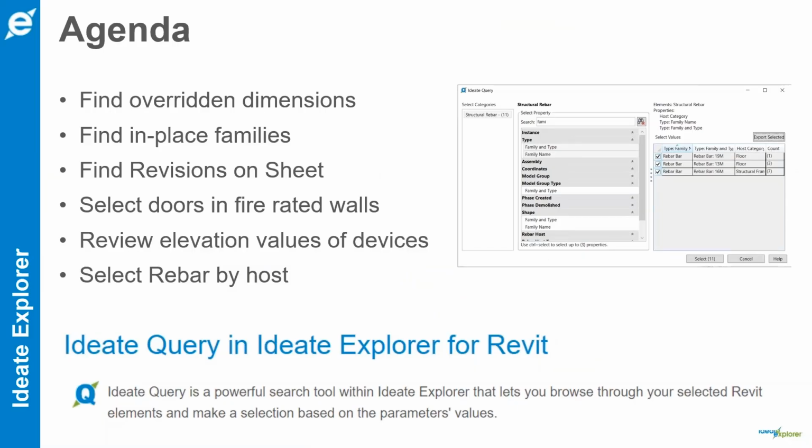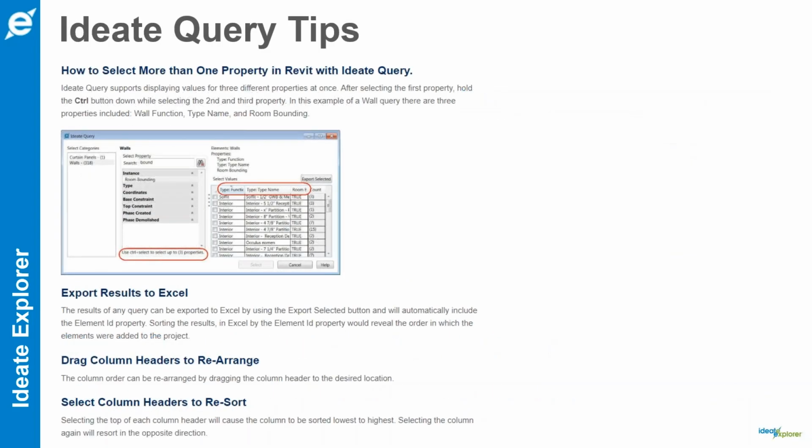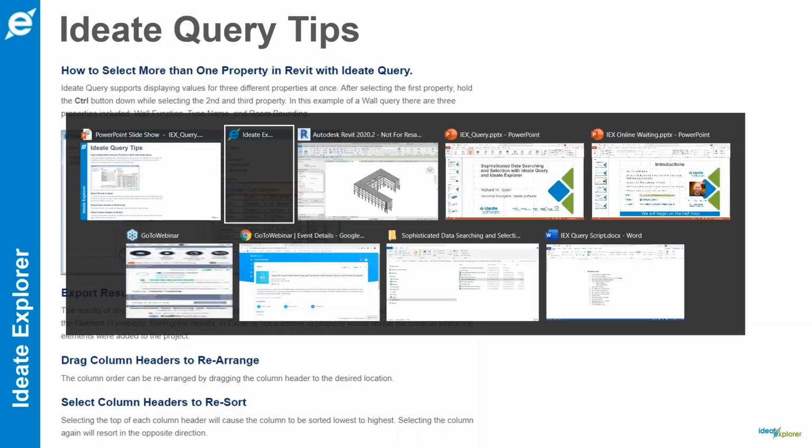All right, so we went through several of those examples, but I want to give you a tip that many of these are available on our website as well. And I already went through this with selecting more than one property of Revit, being able to drag the column headers to rearrange them, select the header to resort. I didn't show you the export results to Excel, and that's pretty simple.